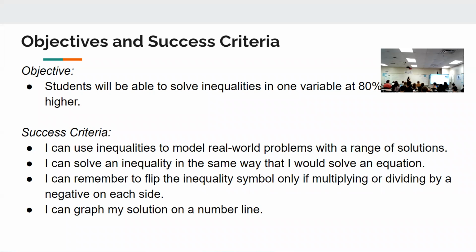So think about that. When you multiply or divide something by a negative number, doesn't it change the sign of that number? So then it has to change the sign of the inequality too. It just flips it. And then lastly, which is real important, the entrance ticket has like 3 number lines. You need to be able to graph your solution on a number line. Questions about that?